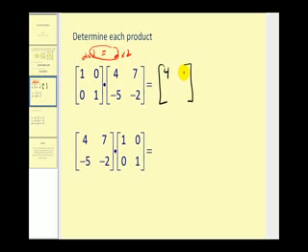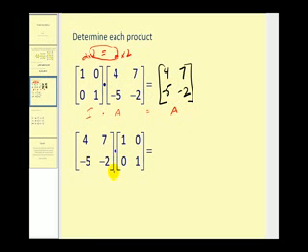To find the element in row 1, column 2, we multiply row 1 in the first matrix times column 2 in the second. We'd have 1 times 7 plus 0 times negative 2, which equals 7. And then here in row 2, column 1, we multiply row 2 times column 1. 0 times 4 is 0, and 1 times negative 5. And then for row 2, column 2, we have 0 times 7, which is 0, and 1 times negative 2, which is negative 2. And so the thing to notice here is, here's the identity matrix times a matrix A, and the result is matrix A again.